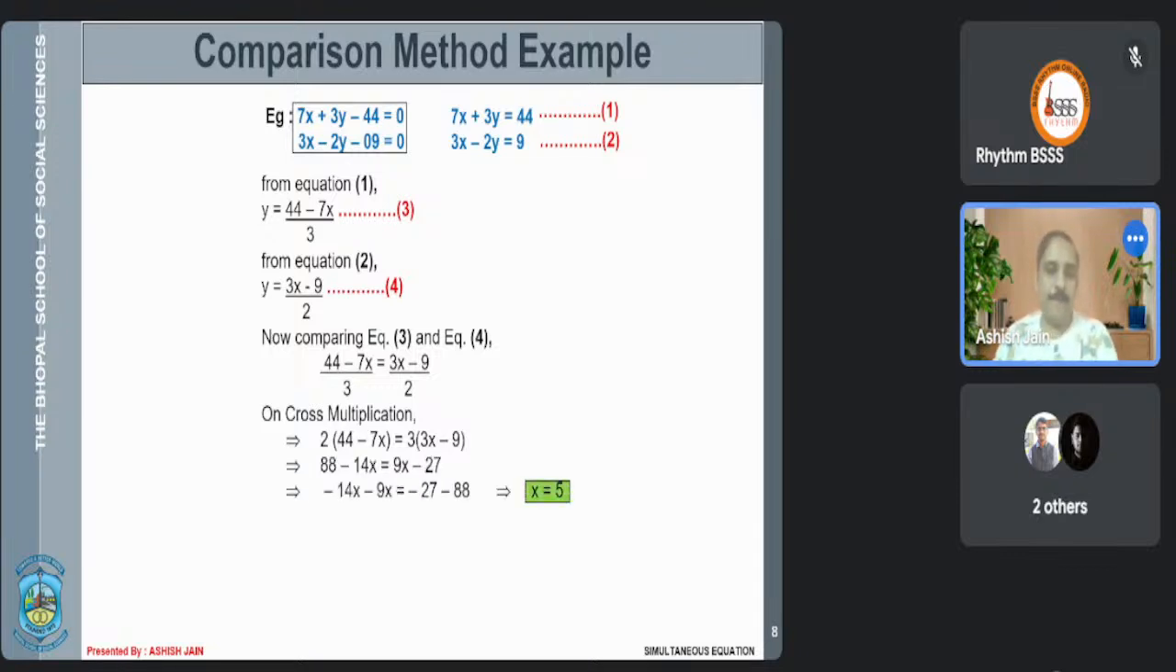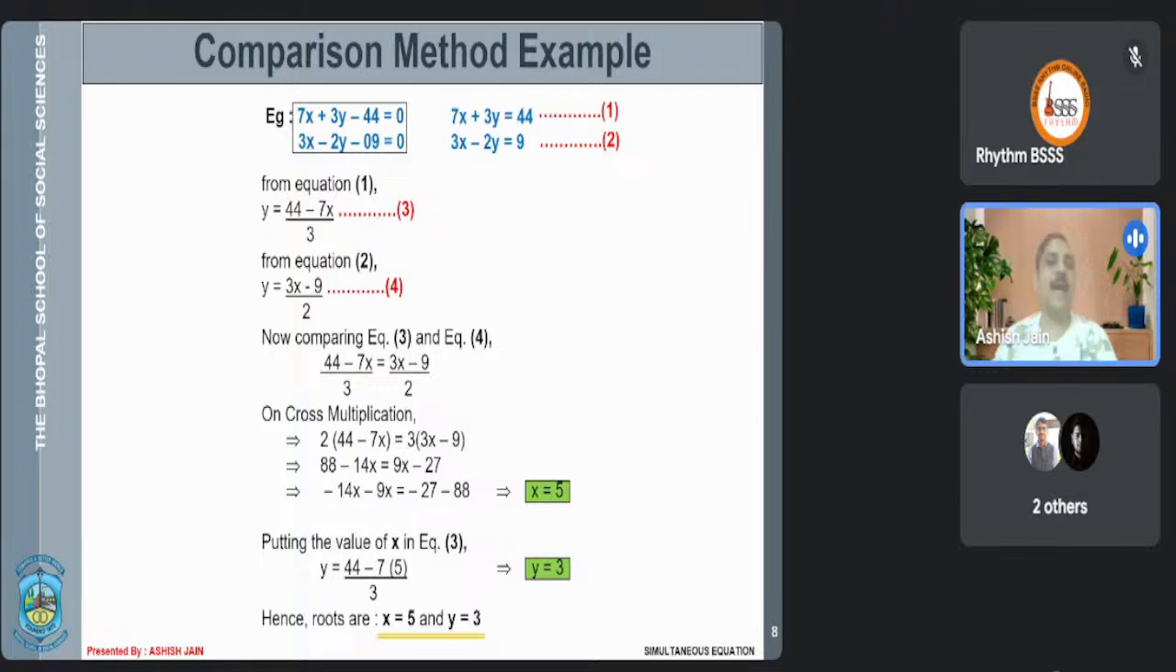So we have the value of x as 5. Once you get the value of x, same, you can put it in any of the equations, you will get the value of y. y is 3. So x is 5 and y is 3 are the roots of this equation. Clear?